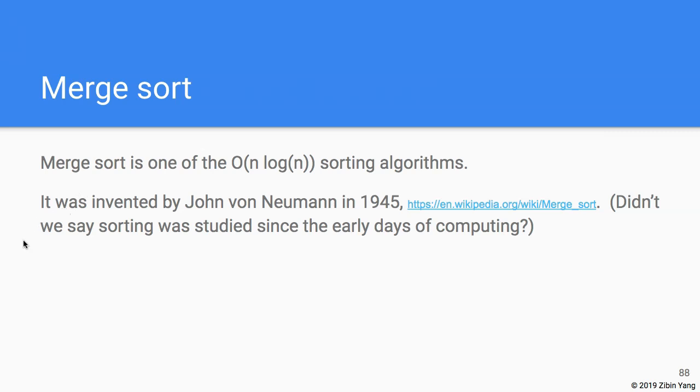So, a bit of history. It was invented in 1945 by John von Neumann. If you don't know him, he's a genius. Basically, he made lots of different contributions in both theoretical and practical sciences. So, merge sort is just another of his little inventions. And as we said earlier, sorting has been studied very well since the very early days of computing.